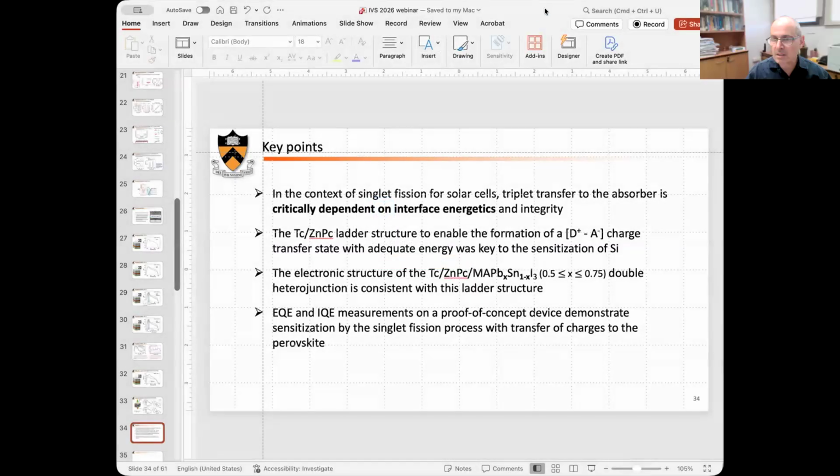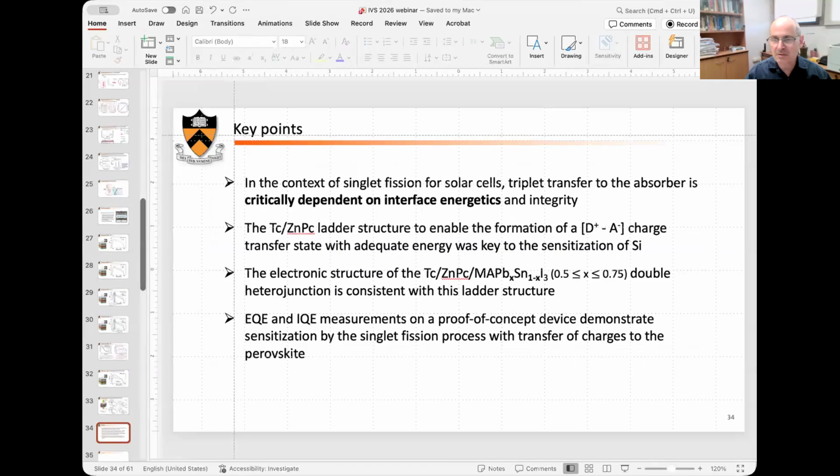Yes, please. Hi, Antoine. Thank you for this excellent talk. I have one question. Maybe it hasn't been studied yet, but if you add those extra layers, can you comment on what possible effect this could have on device stability?